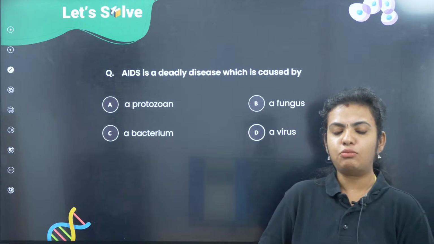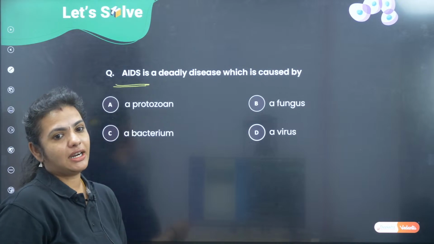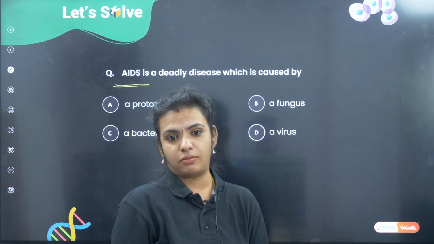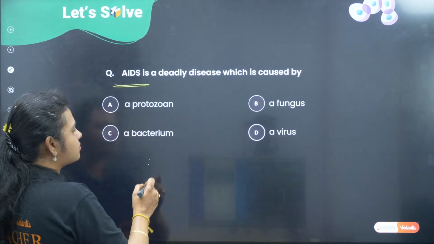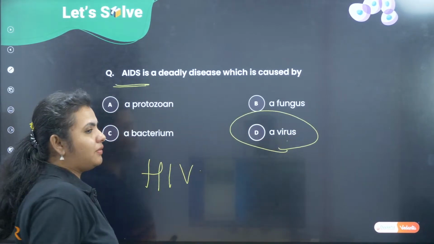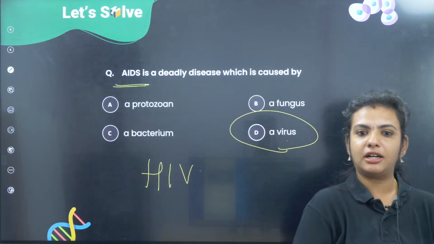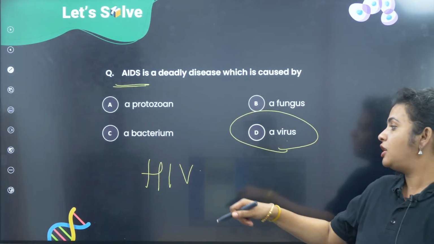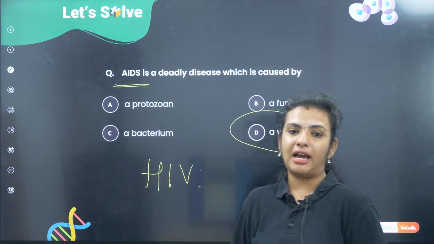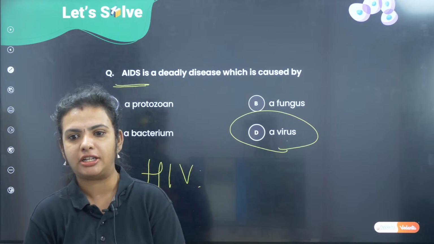Why did Vaishnavi make a mistake with this simple question? Vaishnavi, this is the most simple question. AIDS, acquired immunodeficiency syndrome, is caused by human immunodeficiency virus. Vaishnavi has given bacterium. It's okay, Vaishnavi, maybe she just clicked. Okay, we are just learning. So, HIV is a virus. So, AIDS is a viral disease. Rest all of you have got it right.